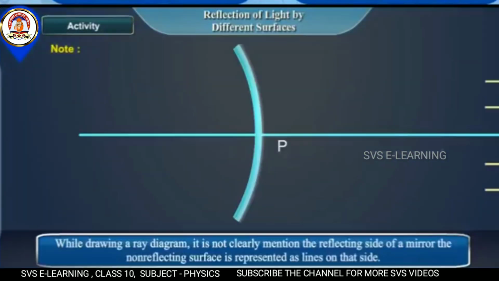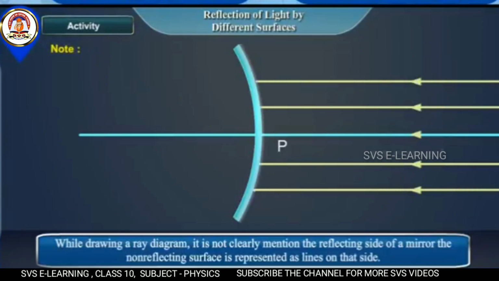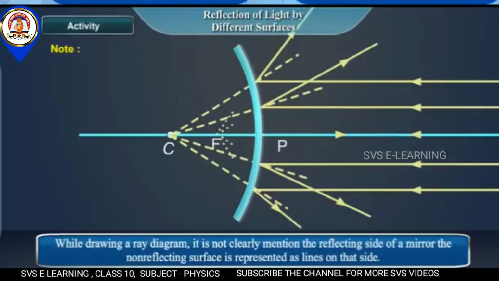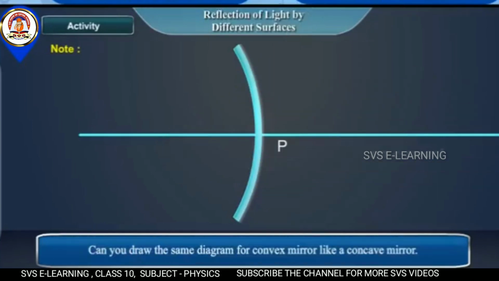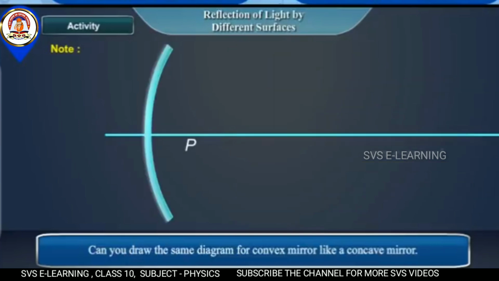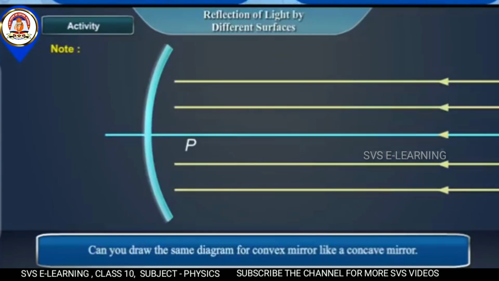Note: while drawing a ray diagram, the reflecting side of a mirror is not clearly mentioned. The non-reflecting surface is represented by lines on that side. Can you draw the same diagram for a convex mirror as for a concave mirror?